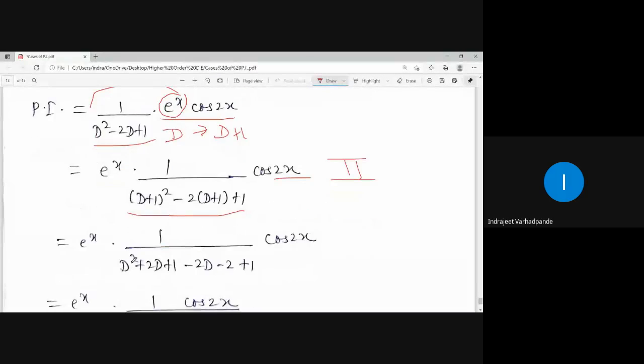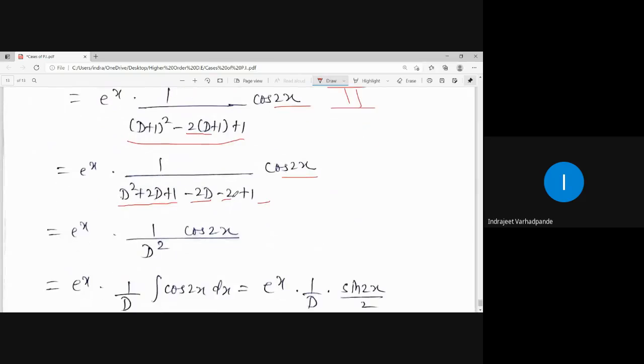So d plus 1 whole square is d square plus 2d plus 1. This is minus 2 into d is minus 2d. Minus 2 into 1 is minus 2. And plus 1 to be operated on cos 2x. Now 2d cancels. 1 plus 1 is 2. 2 minus 2 also gets cancelled. Only we are left with d square. What does 1 upon d represent? Integration with respect to x. So 1 upon d square means two times integration with respect to x.